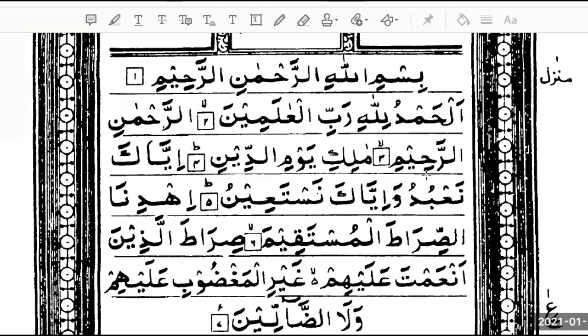Ar-Rahmanir Rahim. Maliki Yawmiddin. Maliki Yawmiddin. Iyyaka na'budu. We have just learned this is haruful madda. Ya has got fatha and this is alif, blank alif. Iyyaka na'budu wa iyyaka. No, again, wrong.